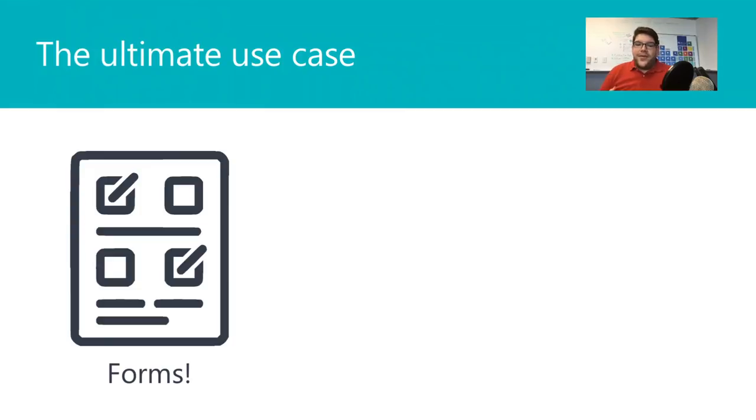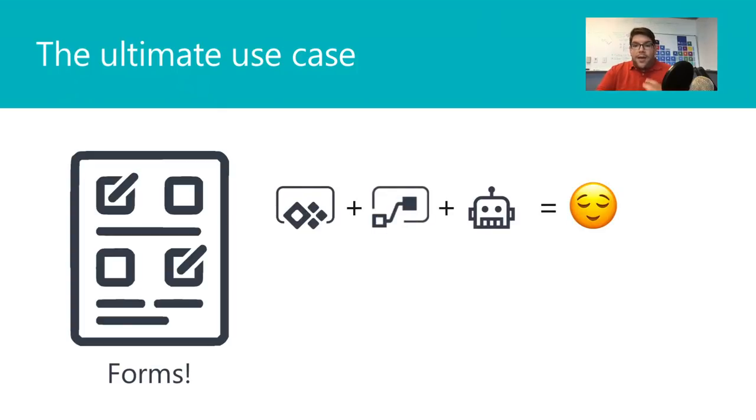Now let's talk about one of the issues that Microsoft customers need to solve most. The ultimate use case really is forms. You'll find that a strategic use of Power Apps, Flow, and a chatbot will provide the best experience for your colleagues. Power Apps for the more complex forms, and a chatbot for the ones that only need a few pieces of input. And Flow works in the background behind both of those tools.